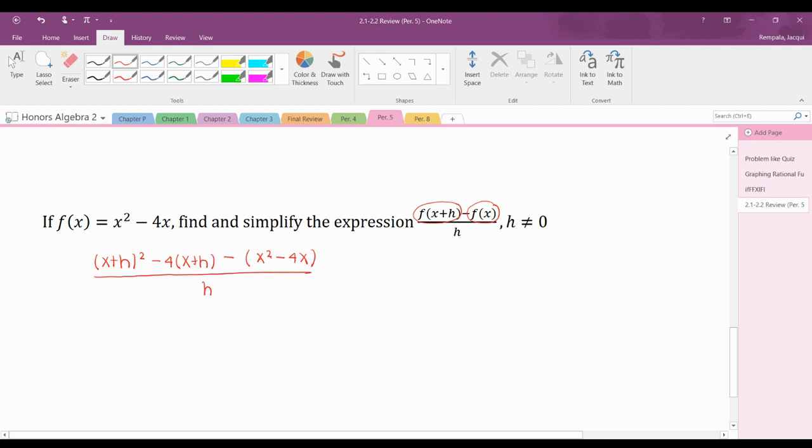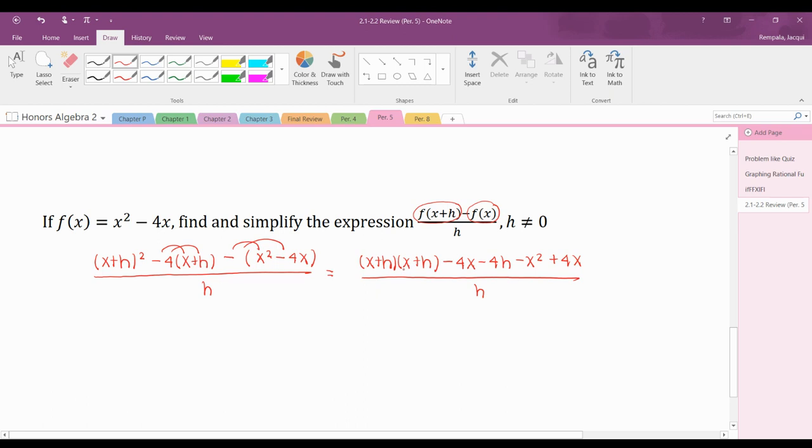All right, I want to start getting rid of parentheses. So the first one is quantity squared. So I know that that means it's x plus h times x plus h. I can distribute that -4. So we'll have -4x minus 4h. And then I'm going to distribute this negative. So we'll have a negative x squared plus 4x. This is all over h.